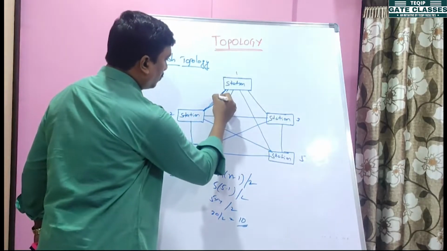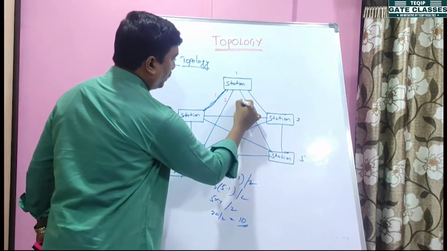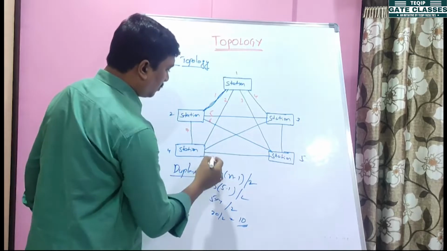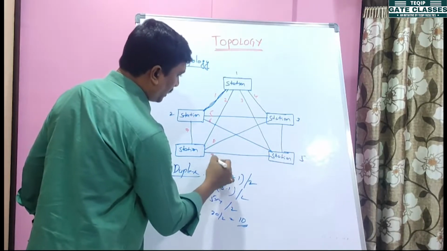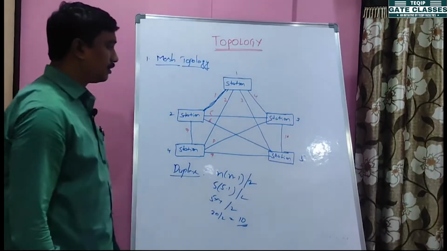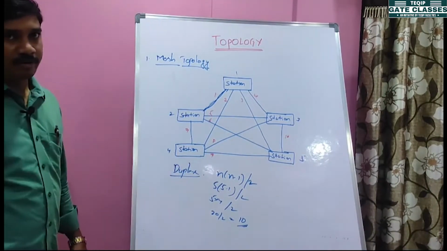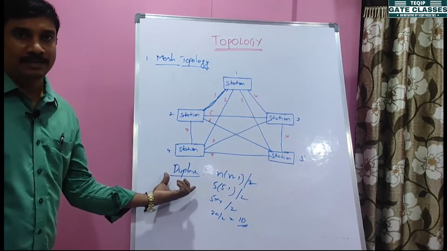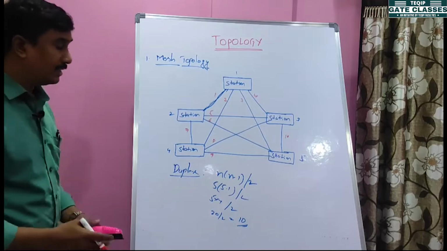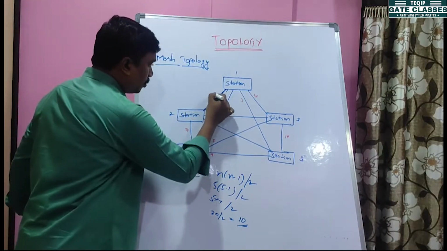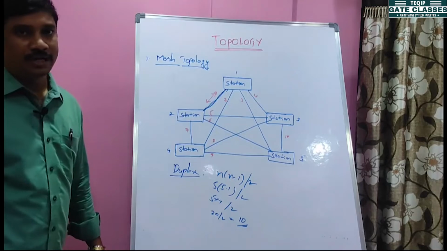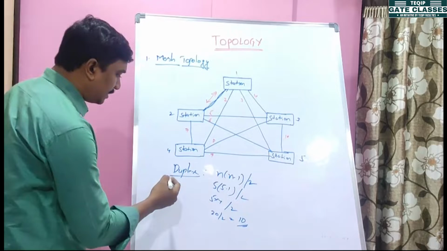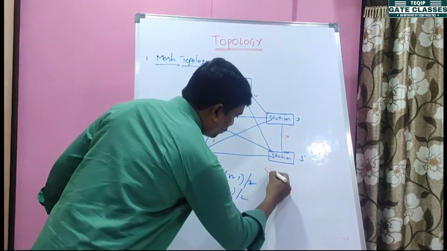1, 2, 3, 4, 5, 6, 7, 8, 9, 10. 10 cables are required when we are using duplex mode. What is duplex? Already we had discussed duplex. Duplex means the direction of data flow is both directions.